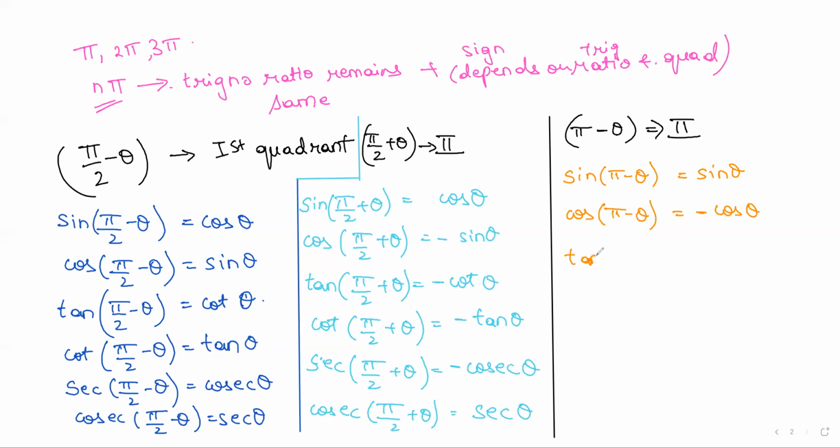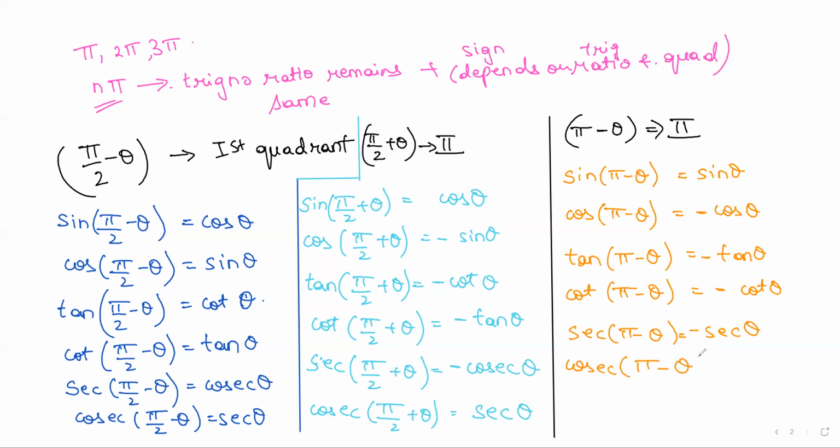Tan of pi minus theta. Tan remains as it is, and in the second quadrant it is negative. Cot of pi minus theta is negative, minus cot theta. Sec of pi minus theta is minus sec theta. Cosec is positive in the second quadrant, so cosec of pi minus theta is equal to positive cosec theta.